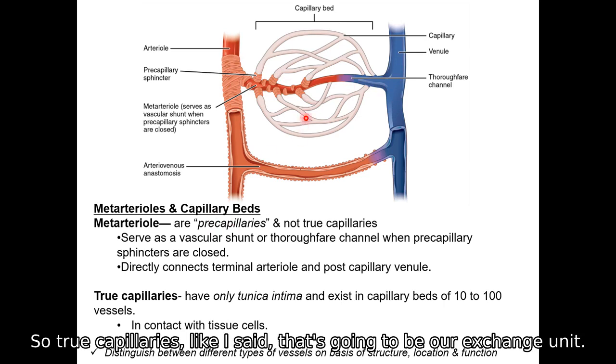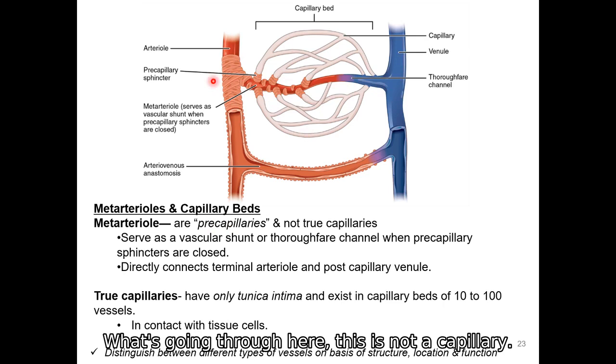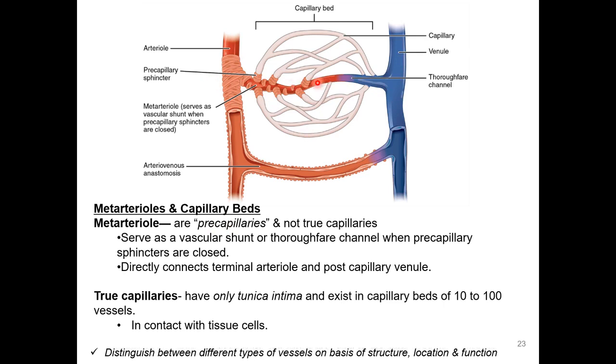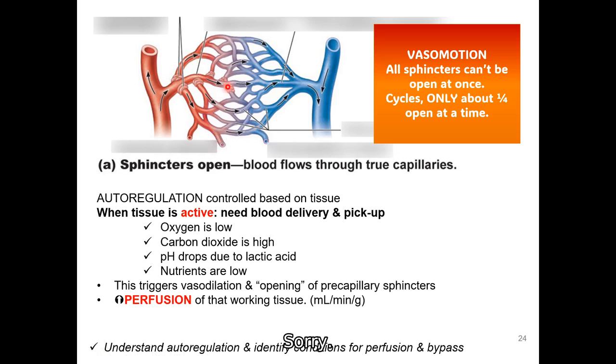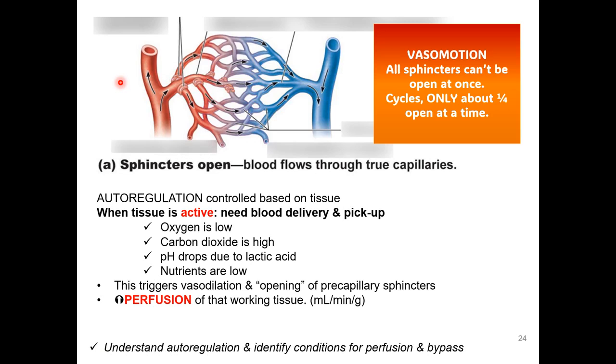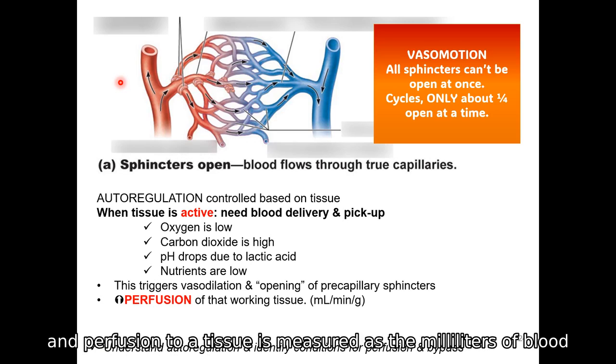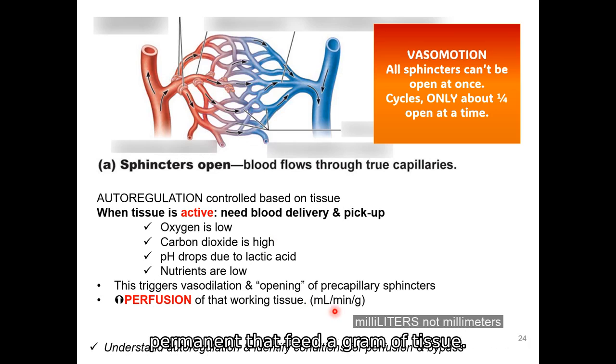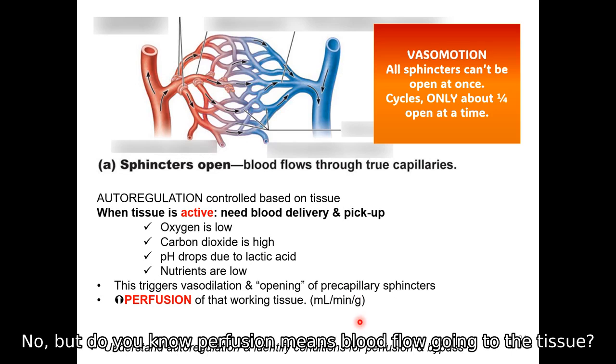So true capillaries, like I said, that's going to be our exchange unit. What's going through here, this is not a capillary. So this is a metarteriole. Sorry, so this picture is showing you a capillary bed with perfusion. So perfusion is blood delivery, and perfusion to a tissue is measured as the milliliters of blood per minute that feed a gram of tissue. Am I going to ask you that? No, but do you know perfusion means blood flow going to the tissue?